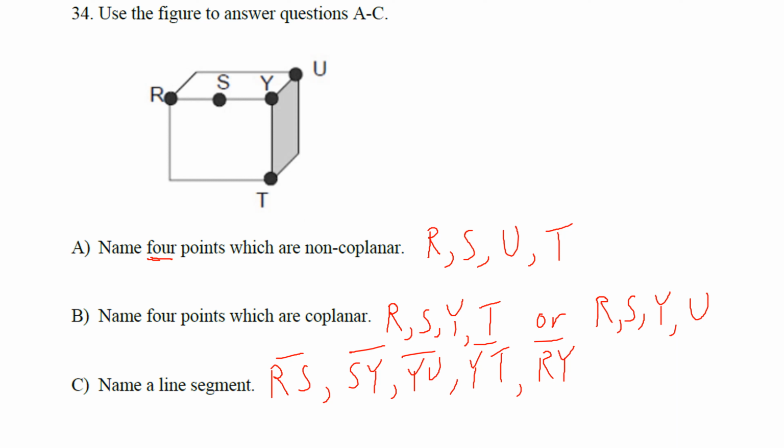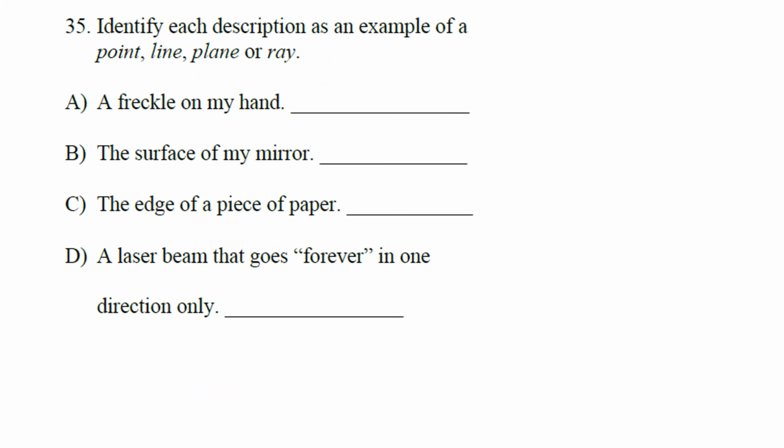And again, you're naming it with those letters because those are going to be the endpoints of your segments. 35. Identify each description as an example of point, line, plane, or ray. So a freckle on a hand would be an example of what? Would be a point. The surface of a mirror, so we're talking about a flat surface, so that would be a plane. The edge of a piece of paper, well, the edge will form a line.